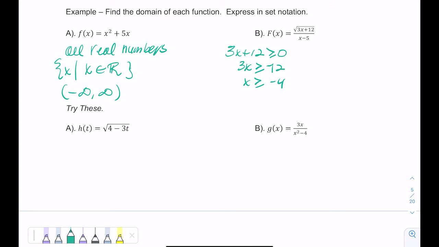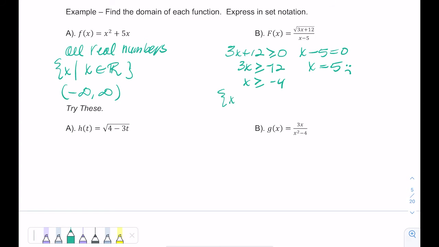But if you try plugging in a number that's less than negative 4, it won't work. The other thing we need to watch out for is the denominator. Remember, you can't have 0 in the denominator. So we want to find what number we would plug in for x to give us 0? I'm going to take my denominator and set it equal to 0, and we would get x equals 5. So 5 is a bad number, because if I plug 5 into the denominator, 5 minus 5 is 0. Even though it won't give us an issue in the numerator, you can't have 0 in the denominator.